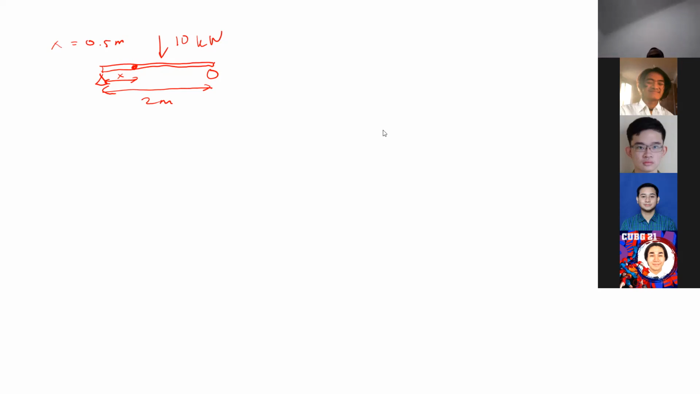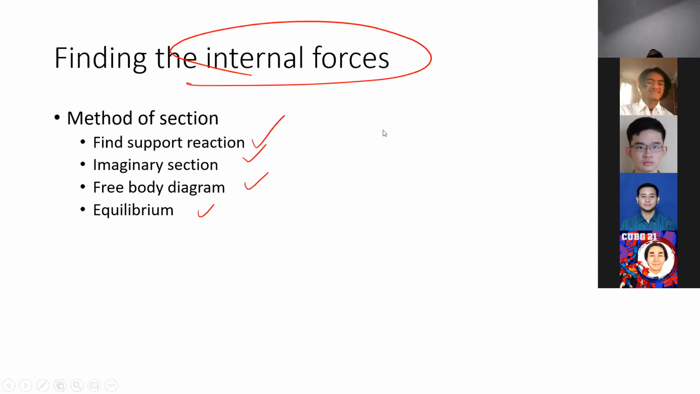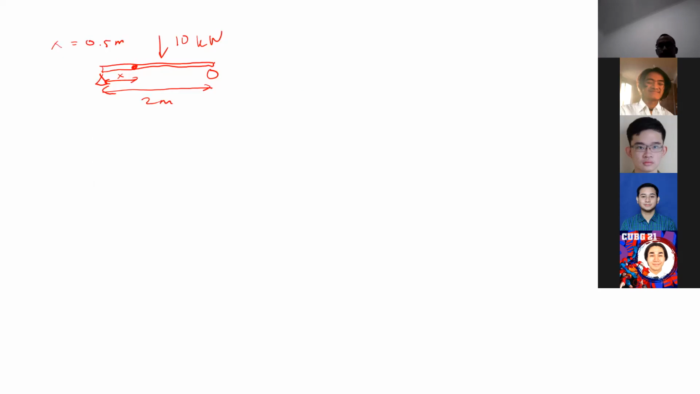Based on the previous thing that we discussed. Find the support reaction. It means that we try to deal with the whole free body diagram. Okay. So if we take a look at the whole free body diagram, it will be like this: 10 kilonewton.